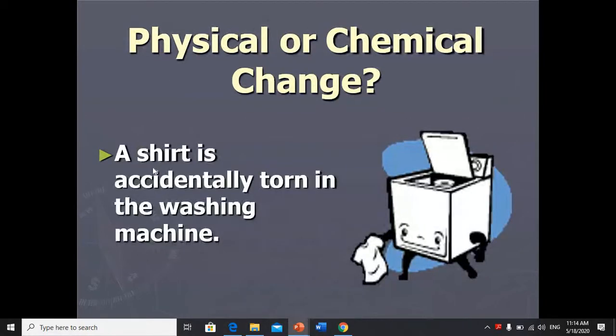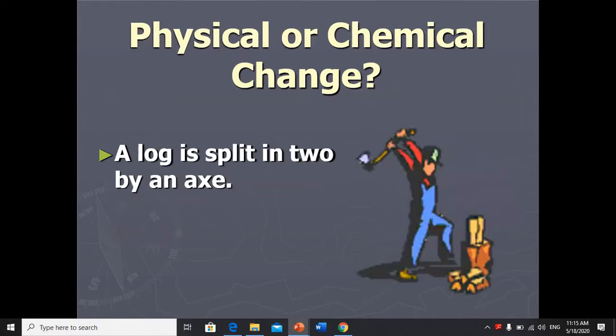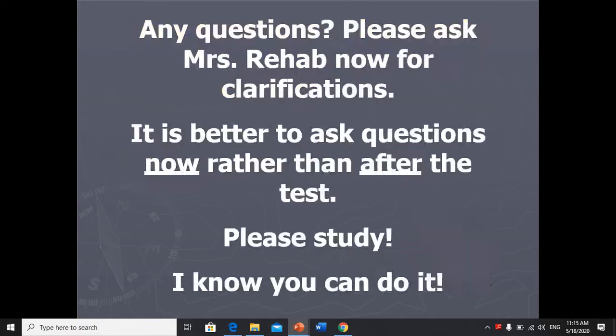And if I put a shirt accidentally torn in the washing machine, will this be chemical or physical? Yes, it will be physical because the shirt is still a shirt, it doesn't change. Here it was only torn or cut, so this is considered a physical change. A log is split in two halves by an axe. So when this man started to split this log, he made it split into two halves. So is this physical or chemical? Yes, it's physical because the wood or the log did not change to another substance.